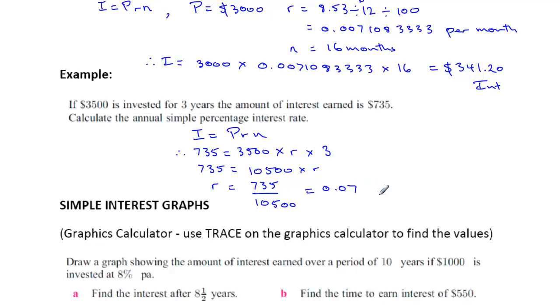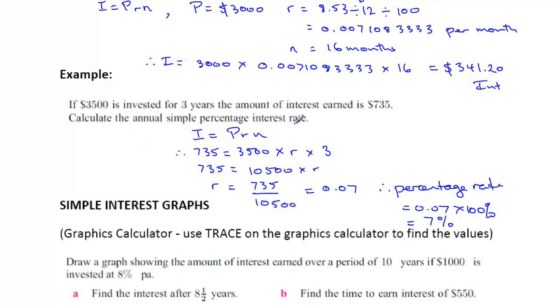Now that's as a decimal. Therefore, as a percentage rate, we take the decimal and just times it by 100 to get the percentage. And therefore our answer here is an interest rate of 7%.